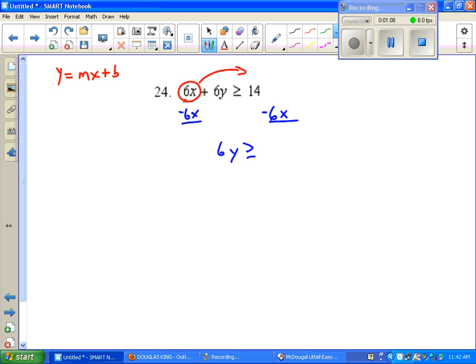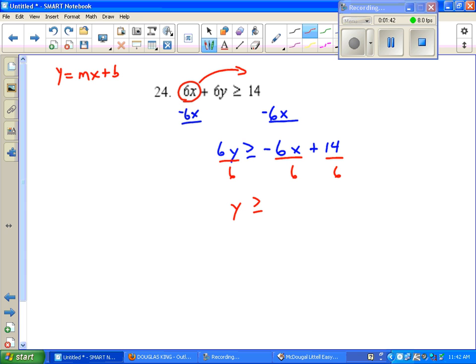We can't take 14 and subtract 6x from it and get 8x because 14 is not a variable term. All we can do is write these next to each other. Negative 6x, positive 14. The last thing we got to do to get it into something we can graph is get rid of 6 times y by dividing it. If you divide that by 6, make sure you divide this by 6 and this by 6. 6 divided by 6 will give us just y. We divided by positive numbers, so you leave it as greater than or equal to.